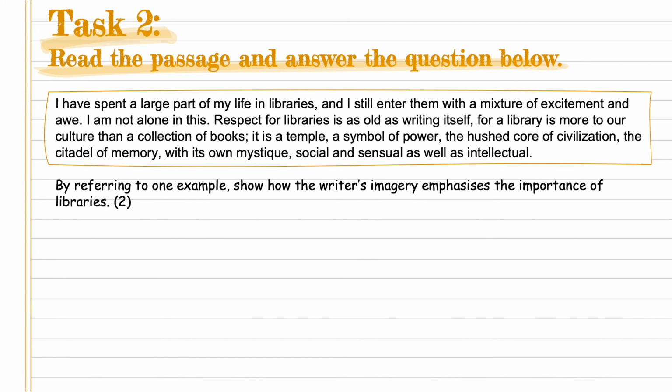Task 2 asks much the same. You're going to read the passage and answer the question below. The question reads, by referring to one example, show how the writer's imagery emphasises the importance of libraries. Again, it's 2 marks, so we know that we need to find one piece of imagery. We'll get a mark for identification, and then we'll get a mark for analysis. You can pause here, attempt the question yourself. Otherwise, I'm going to show you the imagery that I identify.